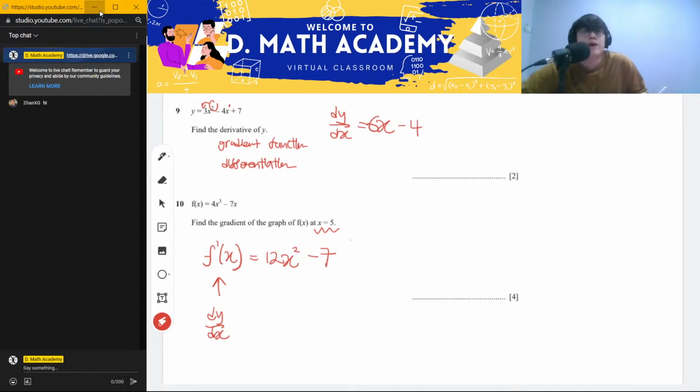So this 12x squared minus 7 here, substitute your 5 into it, then you'll be able to find your gradient function when x is 5. Substitute it accordingly: 12 times 5 squared minus 7. You end up with 293. That's how you identify your results for questions 9 and 10 here.